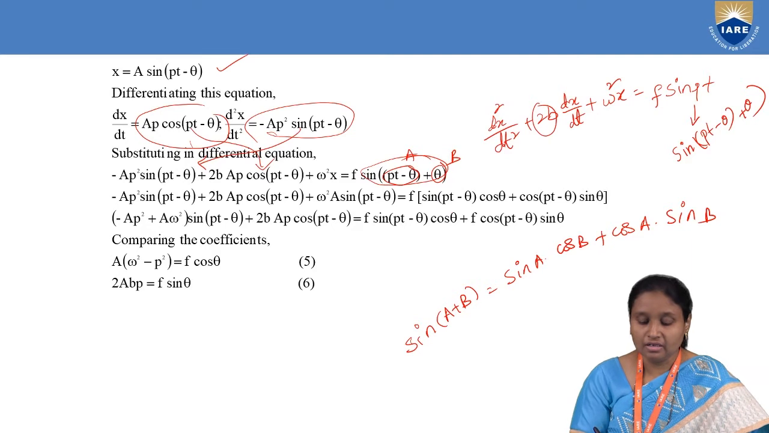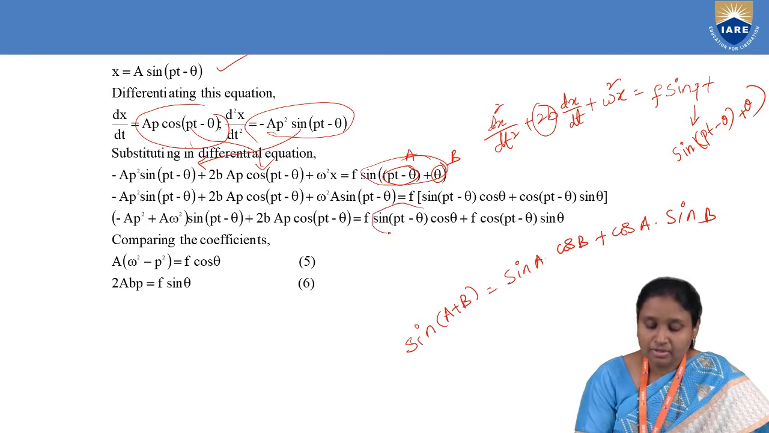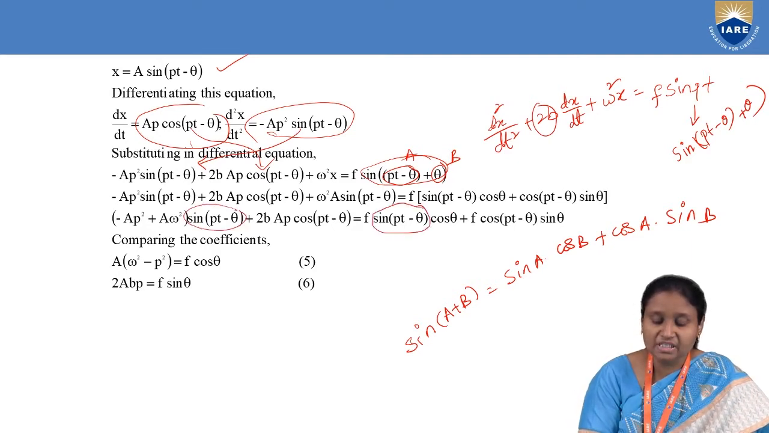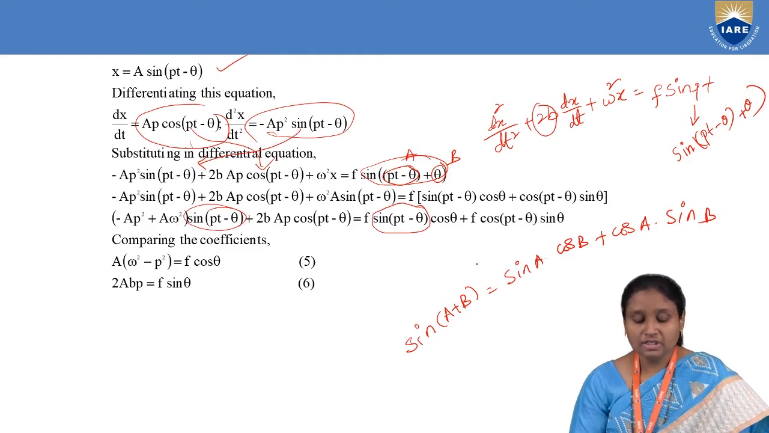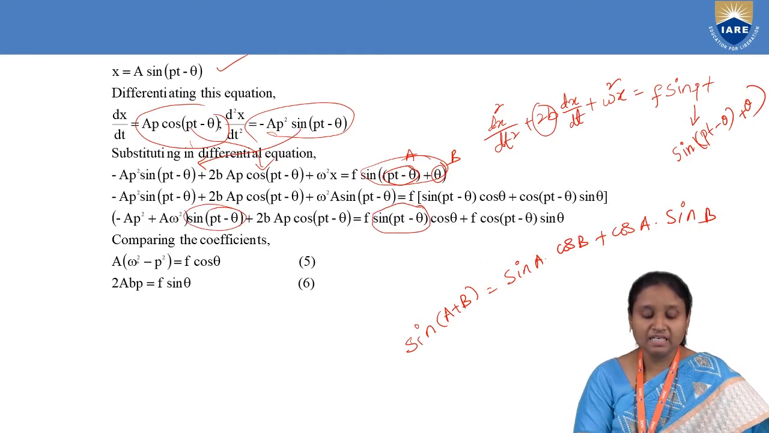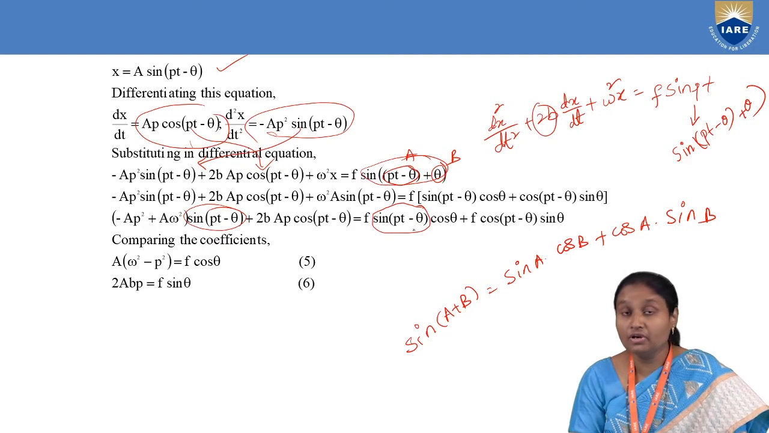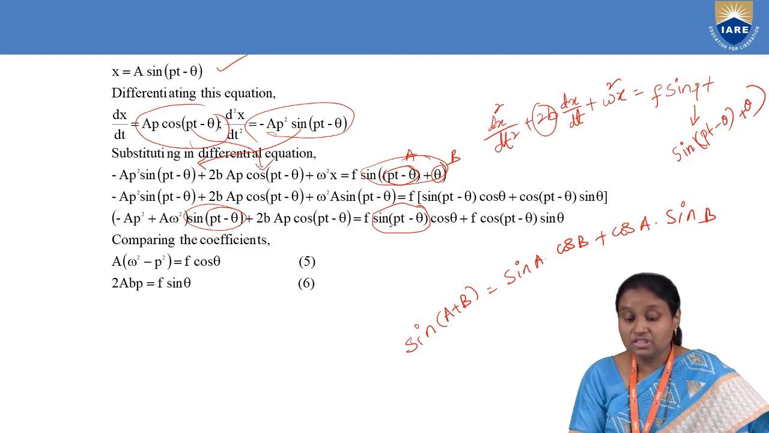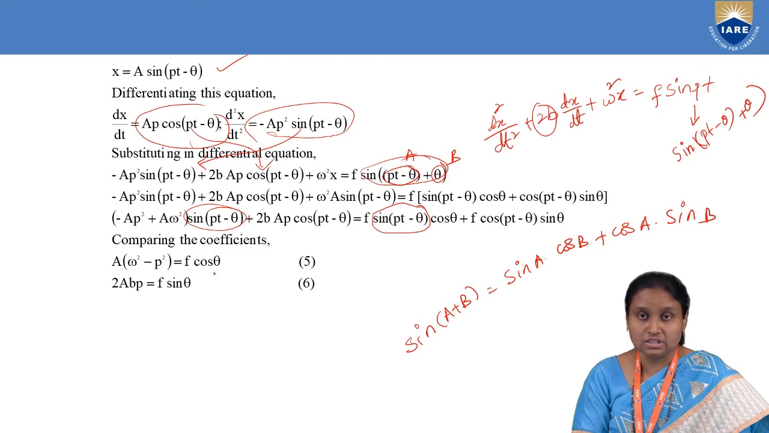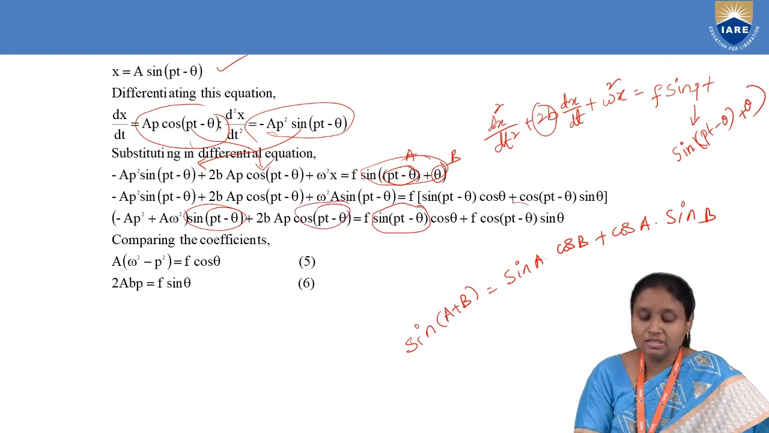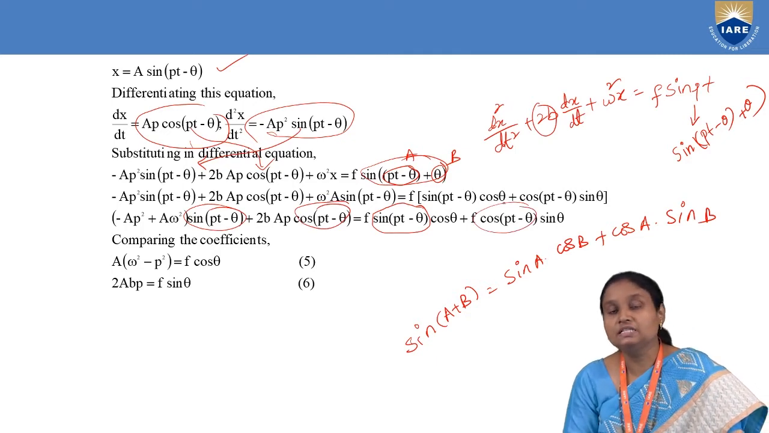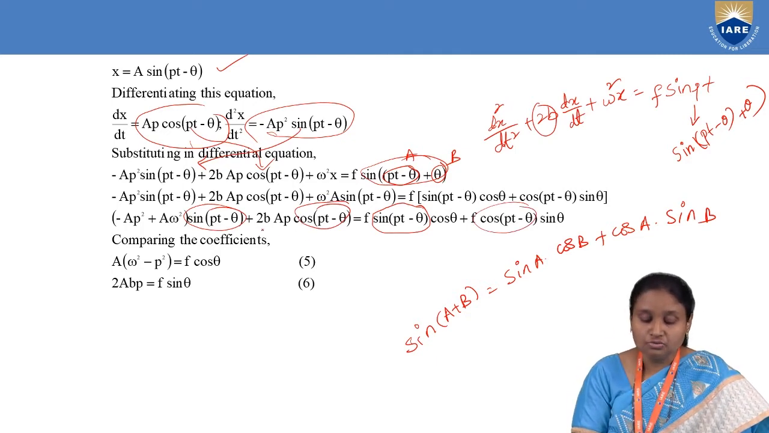First I'm comparing coefficients of sin(pt − θ). On the left hand side, I have minus a p² plus a ω², or a into (ω² − p²). And on the right hand side, the coefficient of sin(pt − θ) is f cos θ. Next, I'm comparing coefficients of cos(pt − θ) on both the left hand side and right hand side. Then 2abp is equal to f sin θ.